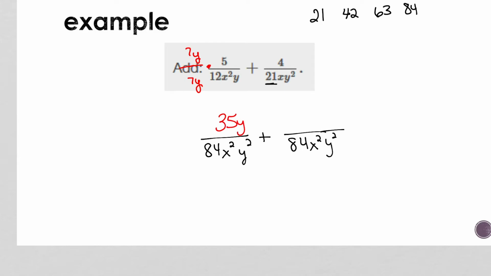All right, let's look at this one. From 21 to 84, I know I need to multiply by at least 4 over 4. Look at your x's. From here to here, I need 1 more, don't I? x over x. Do I need any more y's? Nope, I don't need any more y's. So I end up with 16x in the numerator. Okay? Now, we have a common denominator. So we're totally cool there. So my denominator is going to be 84x squared y. And my numerator is going to be 35y plus 16x.